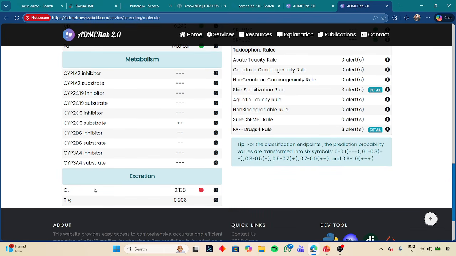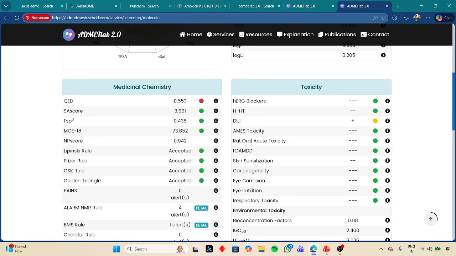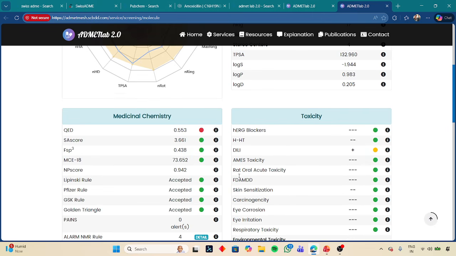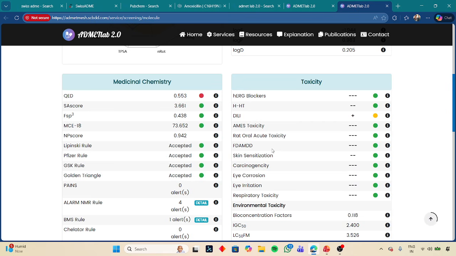Now talking about the clearance, it is given that it is 2.13 and T half is given by 0.9. Now talking about the toxicity, this is the main point. We are analyzing the toxicity here. HERG blockers. Then we have the different properties.